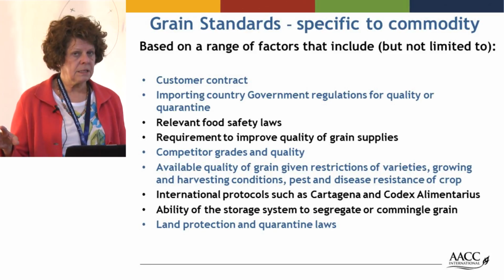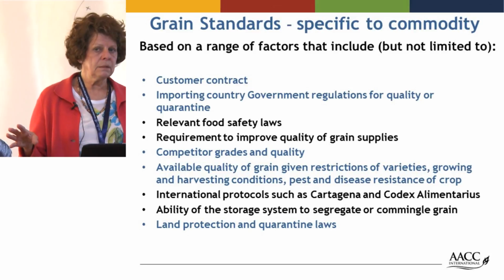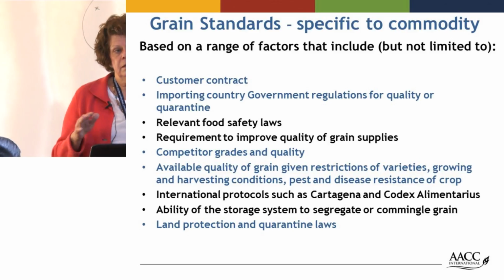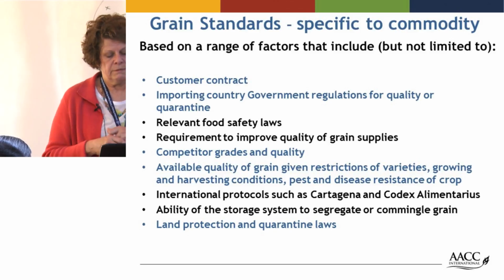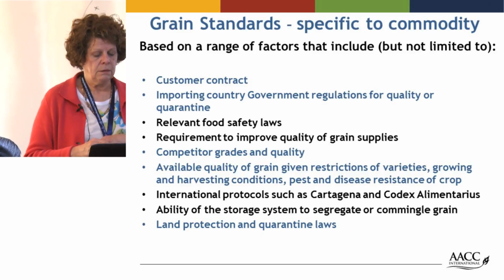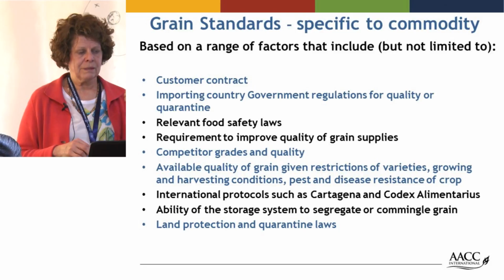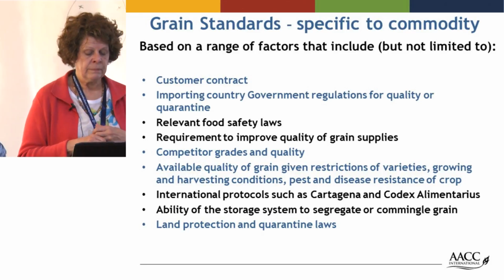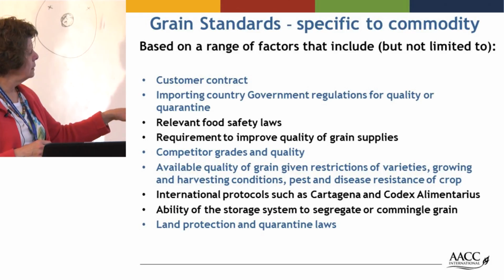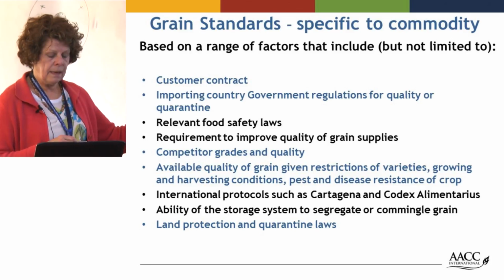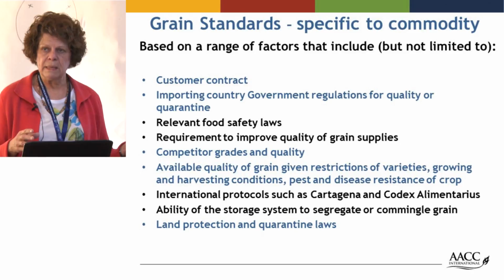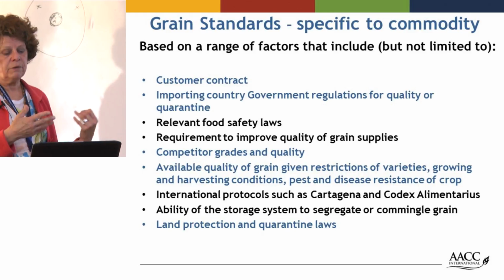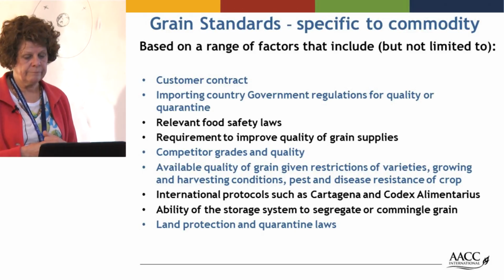Usually the Codex Alimentarius is the one, but there's also the Cartagena protocol, which actually helps in the area of not GMOs, but living microorganisms, which is a component of the same. It has an overriding trade requirement, although it's not actually operating. It's almost there. Enough countries have signed it that it is about to go up. And then it could also be limited by the storage system. How much space is there? Is it possible to segregate, or is all of the grain commingled? And then there will also be environmental, land protection and quarantine laws.